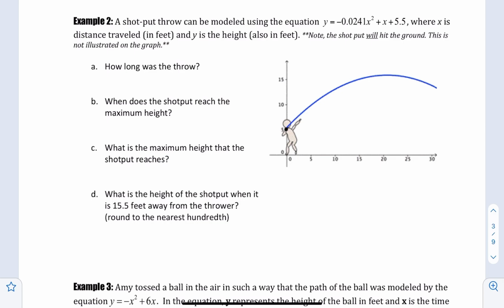Now it's asking me how long was the throw, when does the shot put reach the maximum height, what is the maximum height that the shot put reaches, and what is the height of the shot put when it's 15.5 feet away from the thrower. So I am going to take my equation and I am going to graph it into Desmos.